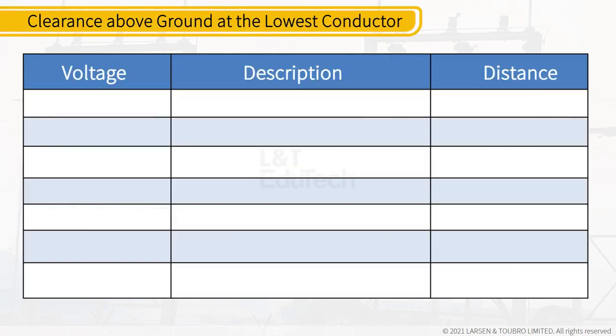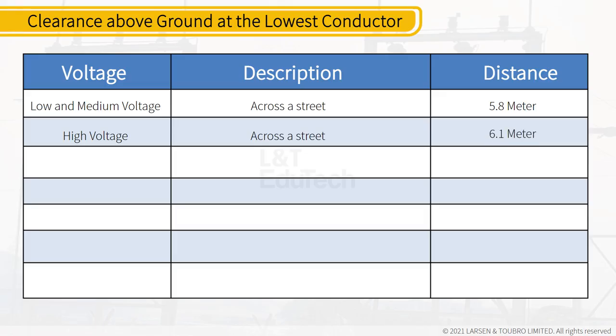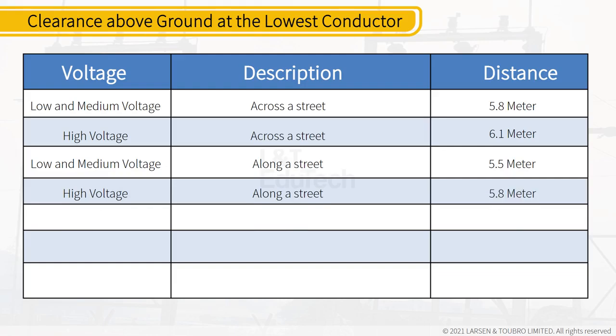Let's learn about the ground clearance at the lowest level of the conductor. Low and medium voltage lines across a street must have a minimum clearance of 5.8 meters. High voltage lines across a street must have a minimum clearance of 6.1 meters. Low and medium voltage lines along a street must have a minimum clearance of 5.5 meters. High voltage lines along a street must have a minimum clearance of 5.8 meters.